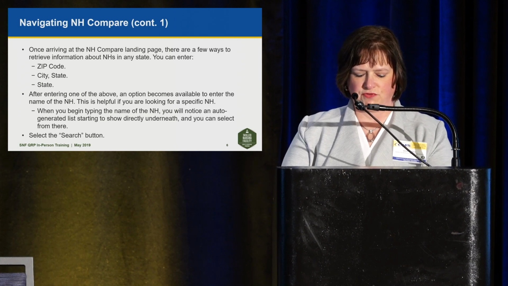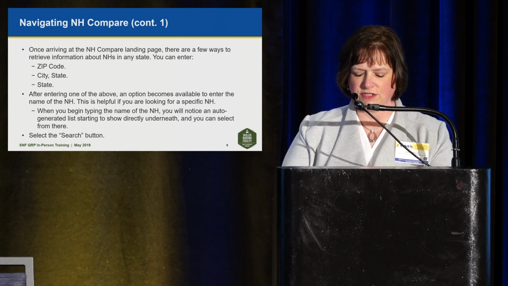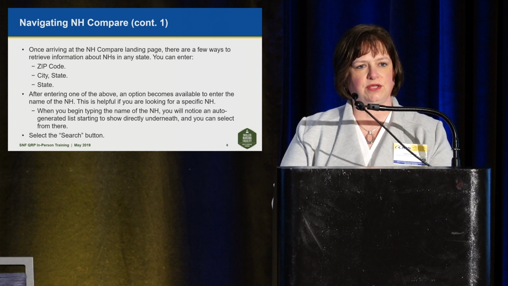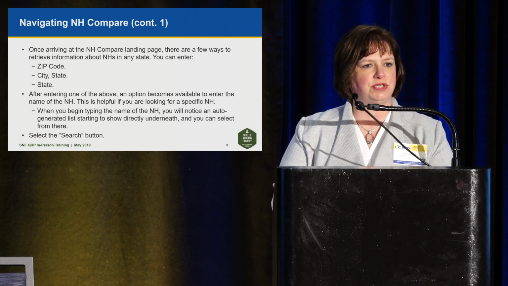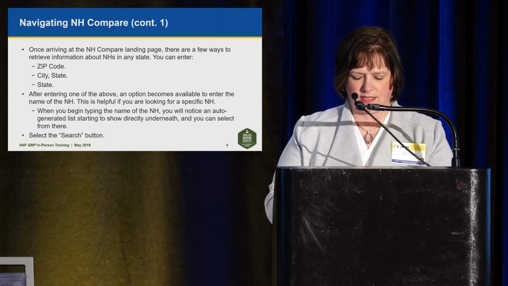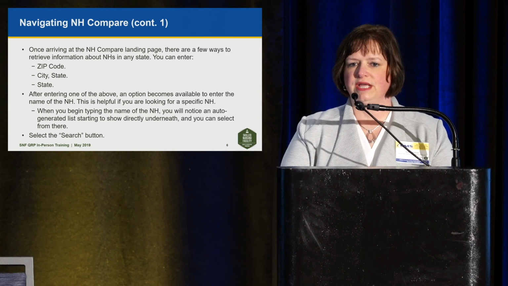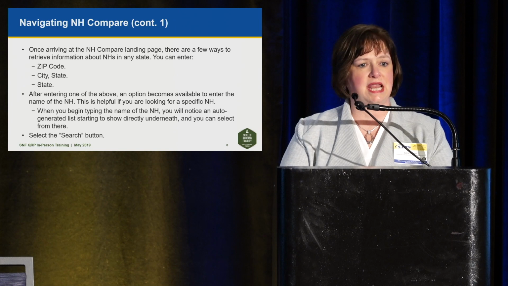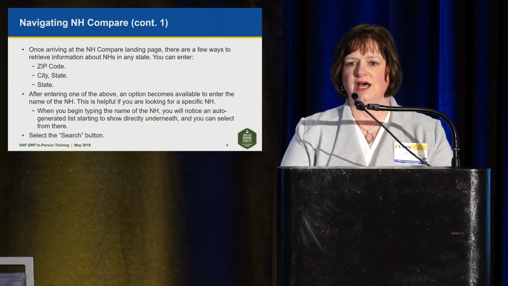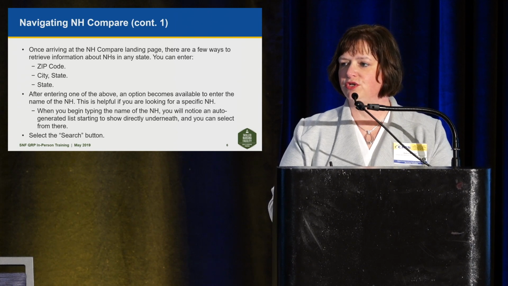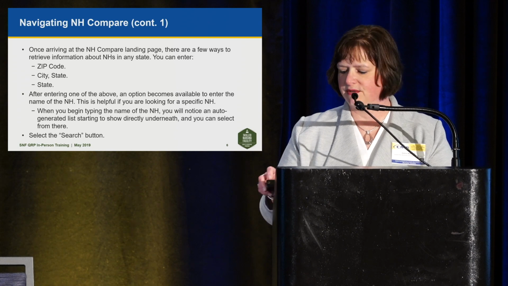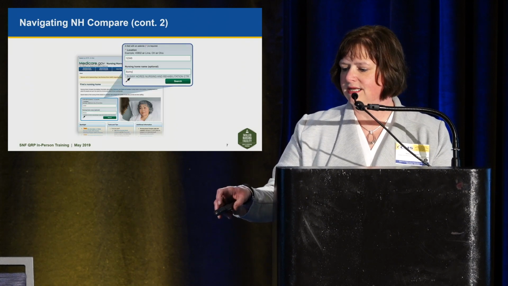After entering the values for one of the search options, the functionality becomes available that will allow you to search for a particular nursing home by name should you wish to do so. When you are entering the first few letters of the nursing home's name with which you'd like to search, you will notice that the system will automatically display a list of matching nursing home names that match the criteria that you've entered. And we'll take a peek at that on this slide.